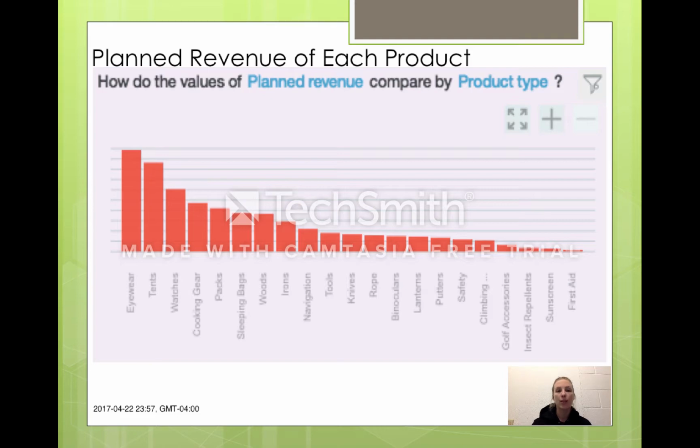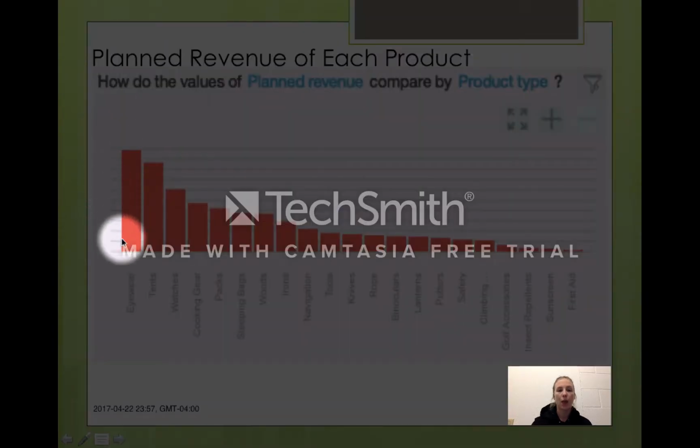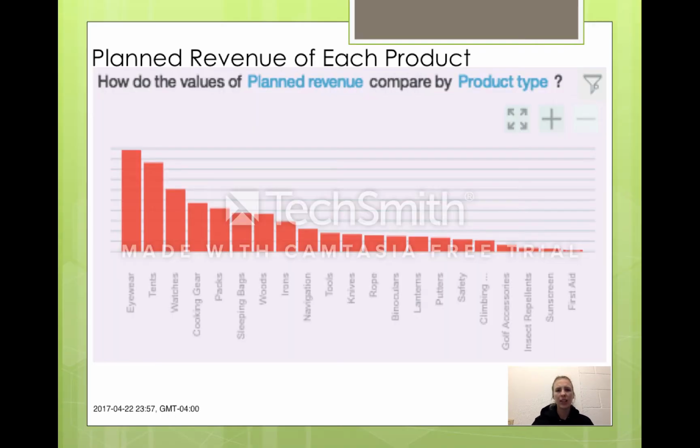So as you can see, eyewear is going to have the largest planned revenue, and with first aid having the lowest planned revenue. And I chose to use planned revenue first as I thought that it's kind of like a foreshadowing businesses or companies use when they want to see if their product is going to do well in the market. I think it's important to get an inside look, a first look basically, on how well consumers are going to respond to your product and if revenue is going to be generated.